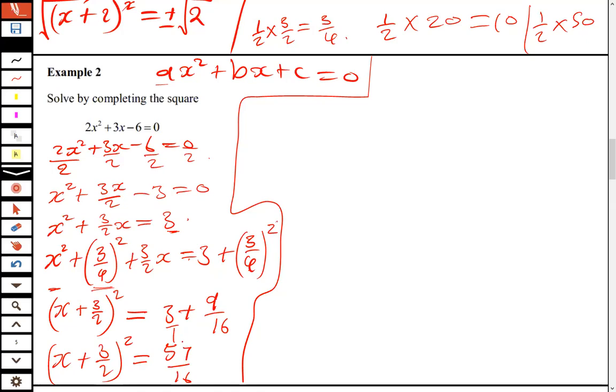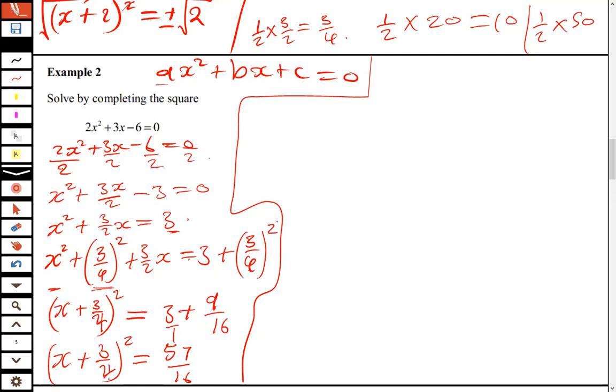So the next thing that we're supposed to do is find, yeah, we can take this to the other side of the equal sign, or rather we can square root both sides. When you square root both sides, sorry, there was a mistake here. This is supposed to be 3/4 and not 3/2.